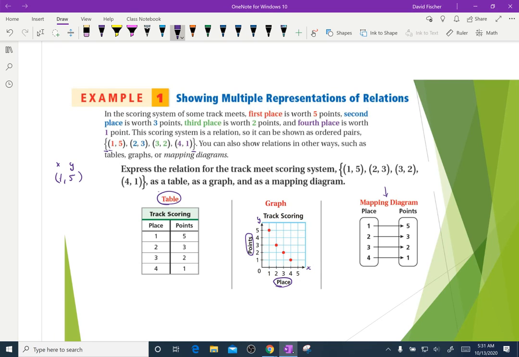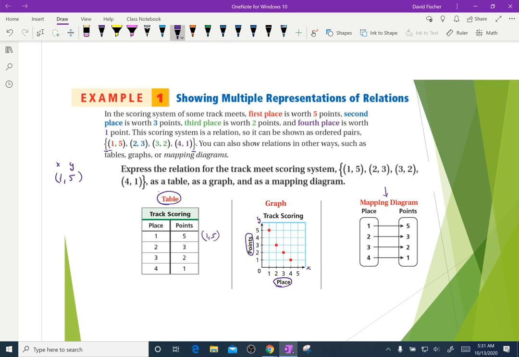So we'd come over 1, up 5 to plot that first point. This is called a coordinate, 1, 5, which is also listed up above, and so forth. So I come over 1, 5, the next point I would say 2, 3, 3, 2, 4, 1. Over here, this is a mapping diagram.